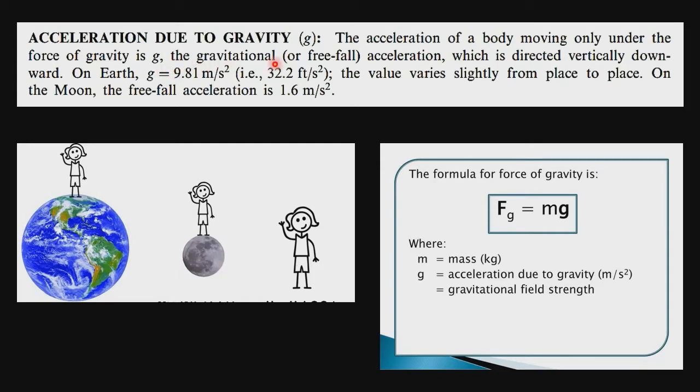The gravitational or free fall acceleration is directed vertically towards the Earth, actually towards the center of the Earth. For the Earth, our gravitational pull is 9.81 meters per second squared. And you know this is acceleration because the unit has a second squared. That is equivalent to 32.2 in feet per second squared. Now, the value varies slightly from place to place here on Earth, but on the moon, we have a significant difference from 9.81 meters per second squared here on Earth: on the moon it is 1.6 meters per second squared.